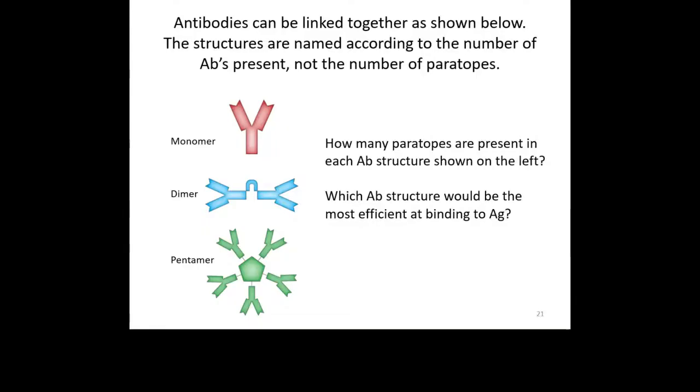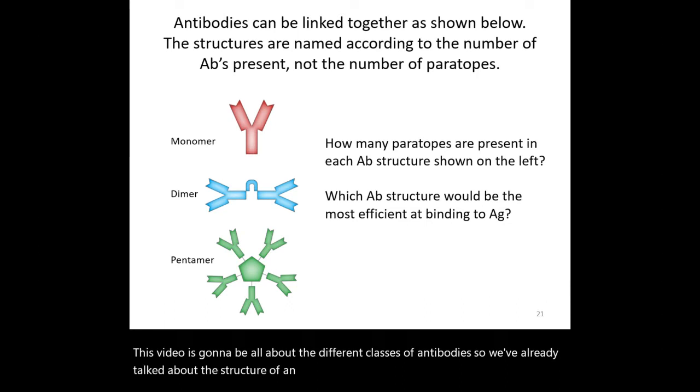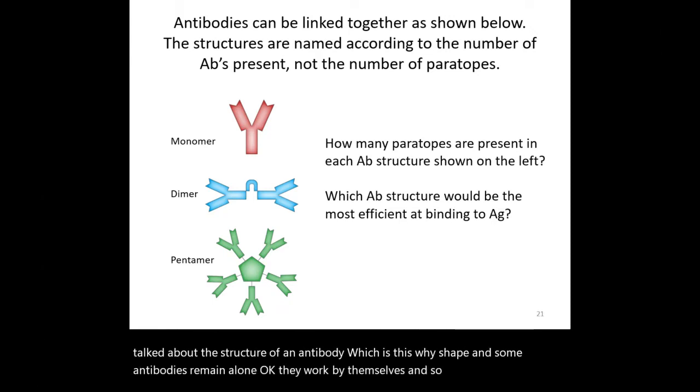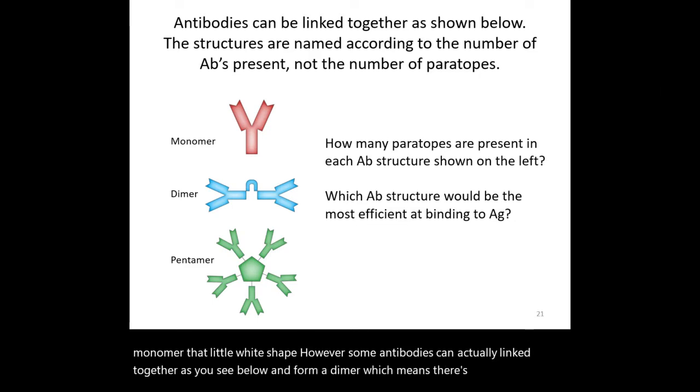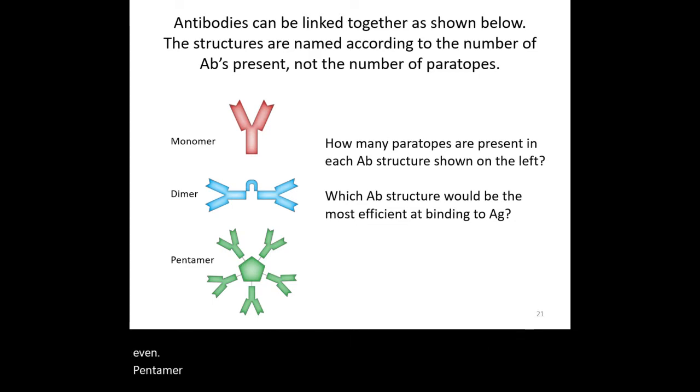This video is going to be all about the different classes of antibodies. So we've already talked about the structure of an antibody, which is this Y shape, and some antibodies remain alone. They work by themselves, and so we say that is the monomer, that little Y shape. However, some antibodies can actually link together, as you see below, and form a dimer, which means there's two antibodies, or even a pentamer, where there are 5 antibodies.